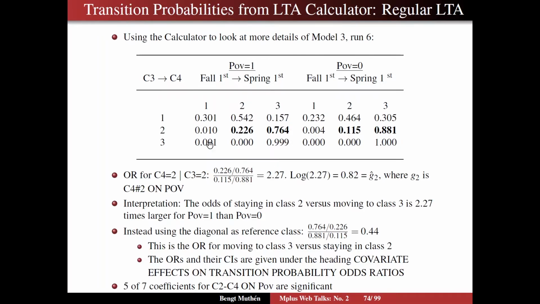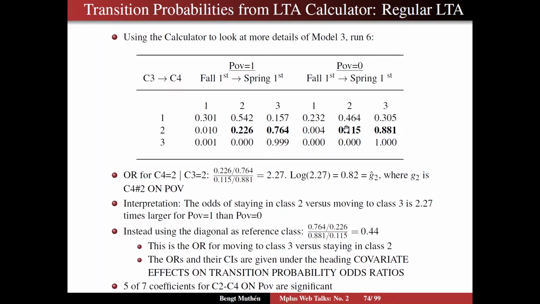So here we have the transition probability matrix for poverty equals 1 and the more fortunate group of poverty equals 0. So take a look, for instance, at this row starting in class 2 of fall of first grade. We have the probability of staying there 0.226 versus going on 0.764 for the poverty group. And for the non-poverty, the more fortunate group, you have a smaller probability of staying in that class 2 and a higher probability of going on to class 3, as would be expected.